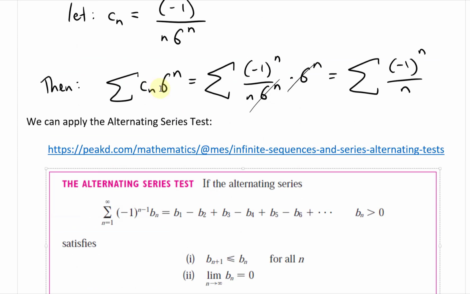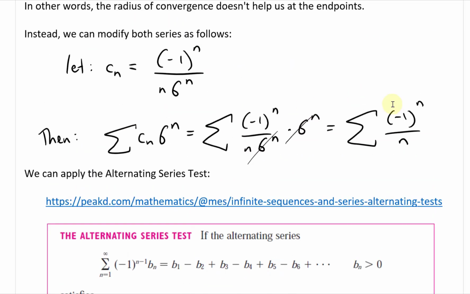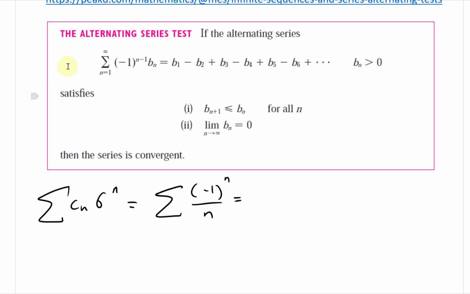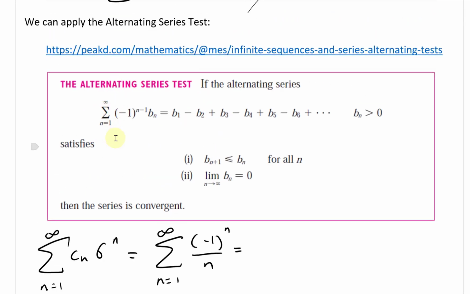So we have this series, the summation of cn 6 to the power of n is equal to this series over there, the summation of negative 1 to the n, divided by n. Then if you just put this inside, let's start off with n equals 1, so n equals 1 up to infinity, here, just so it matches this part right here.